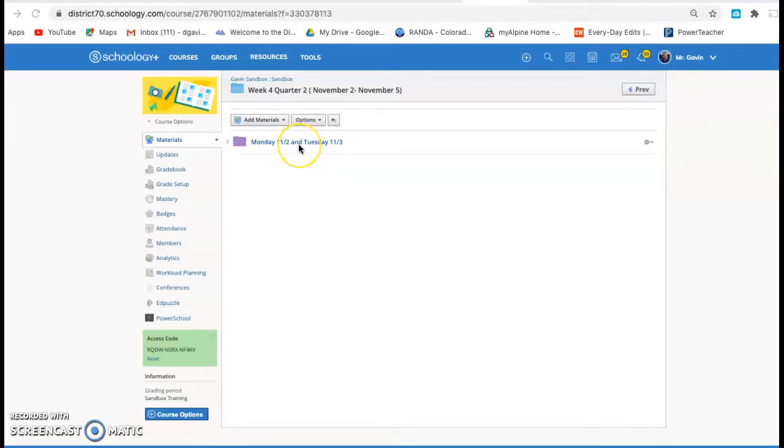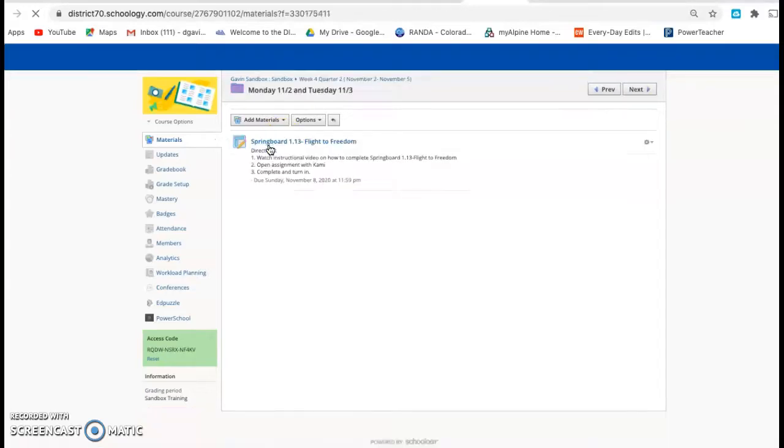Notice it is a Monday and Tuesday folder. So it will be published on Monday, November 2nd for you, and you will have the 2nd and November 3rd to complete this assignment since it is a little lengthier, okay? So I'm going to go ahead and go over how to complete that assignment.